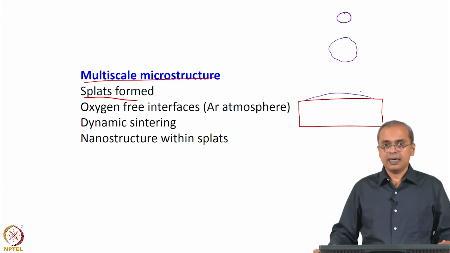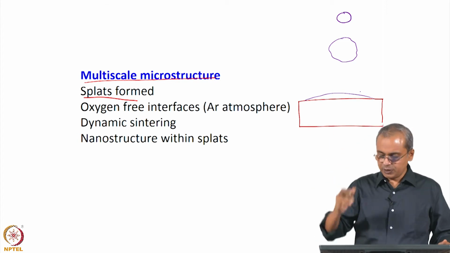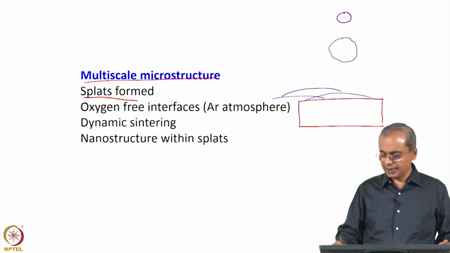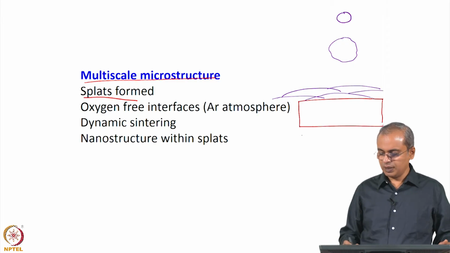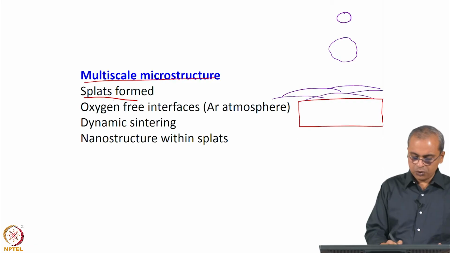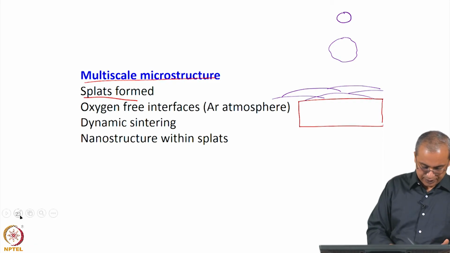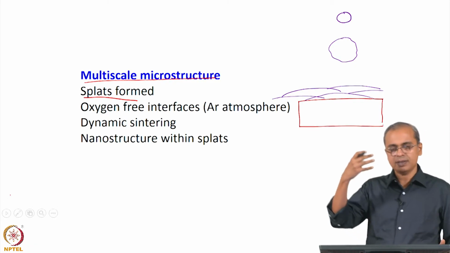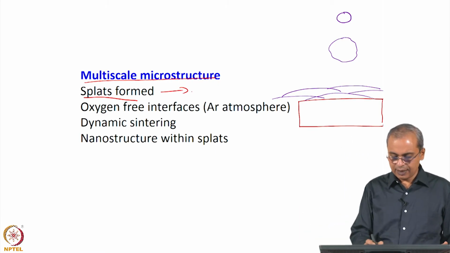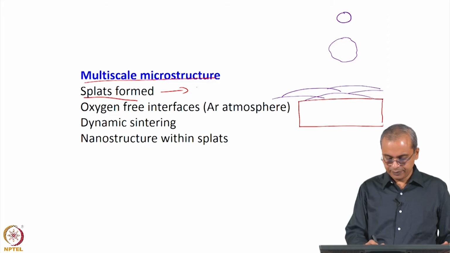So, now every drop that is coming forms a splat. You have a splat there, you have a splat here, you have a splat on top of it, you have a splat like that and so on. So, you have splat after splat after splat forming on it. In fact, the whole process is full of splats, and those splats are pressed against each other.